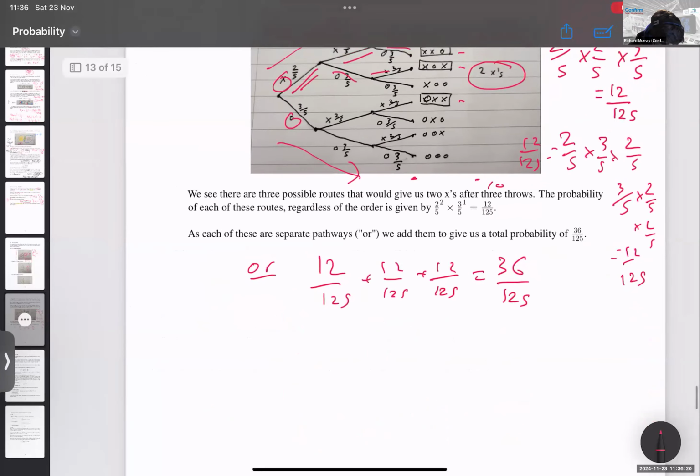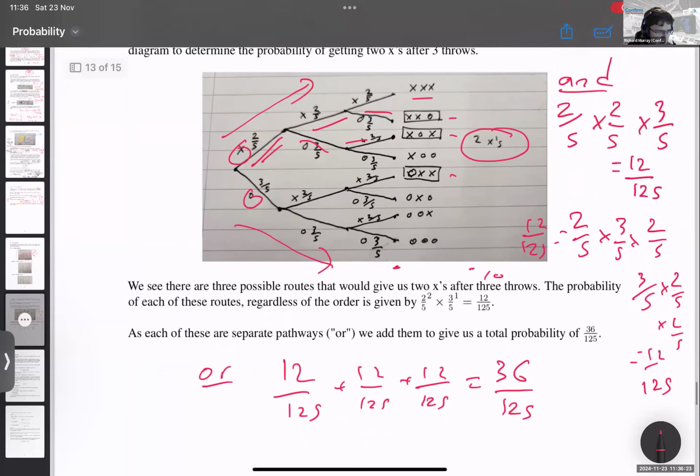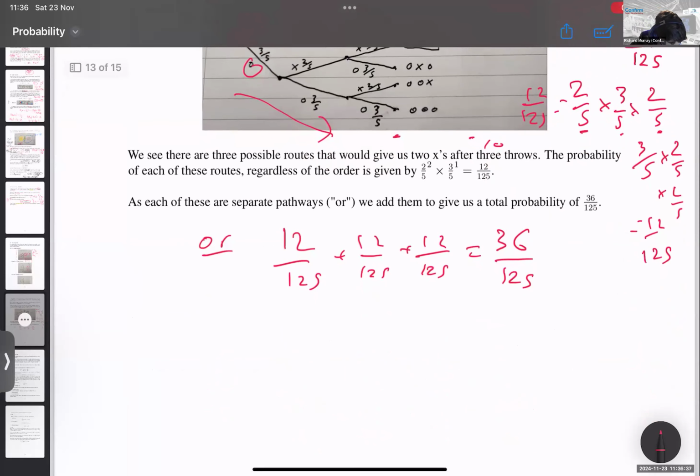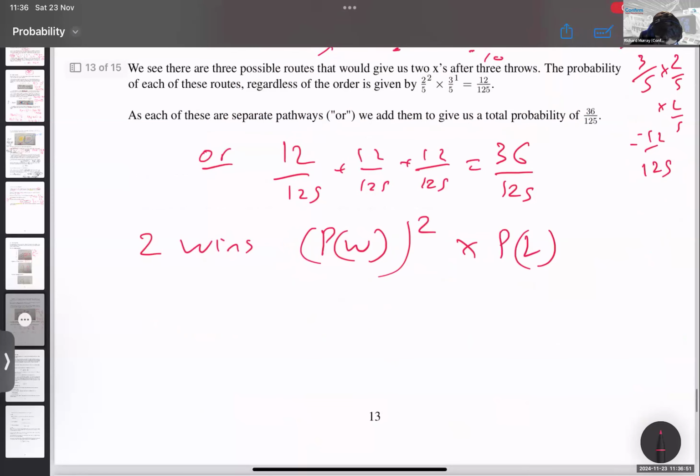So because we have built up a little bit of understanding and we've seen a pattern, for all of our wins, we have the same number of these wins appearing in our multiplication, and for the losses, we have the same number of losses appearing in our multiplication. So we see that in practice, for 2 wins, we are going to have the probability of win squared times the probability of a loss. So in each of our cases, we see that this comes up.